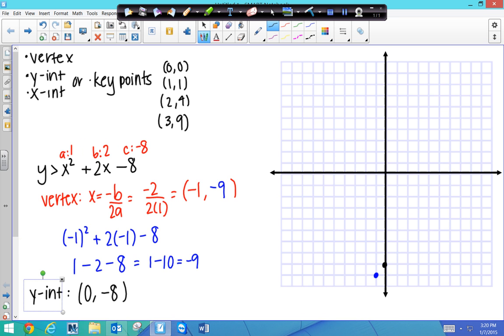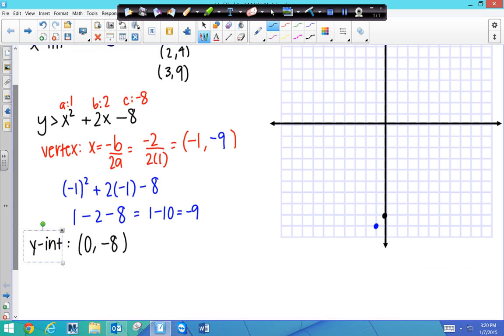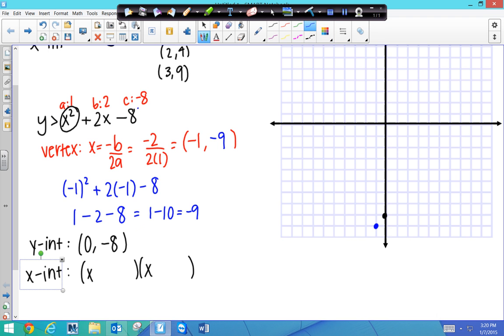And the last thing, to find our x-intercepts, we want to factor if we can. So we're going to check to see if this one factors. If not, we're going to have to use either the quadratic formula or the completing the square method. So we check to see if it factors. We break up x squared into x and x. We break up negative 8 in a way that is going to combine to be 2x when we check the outer and the inner multiplication.